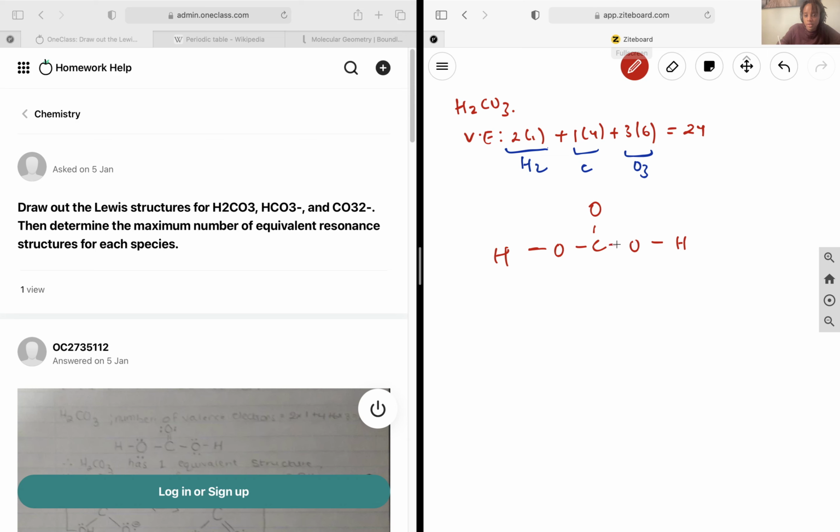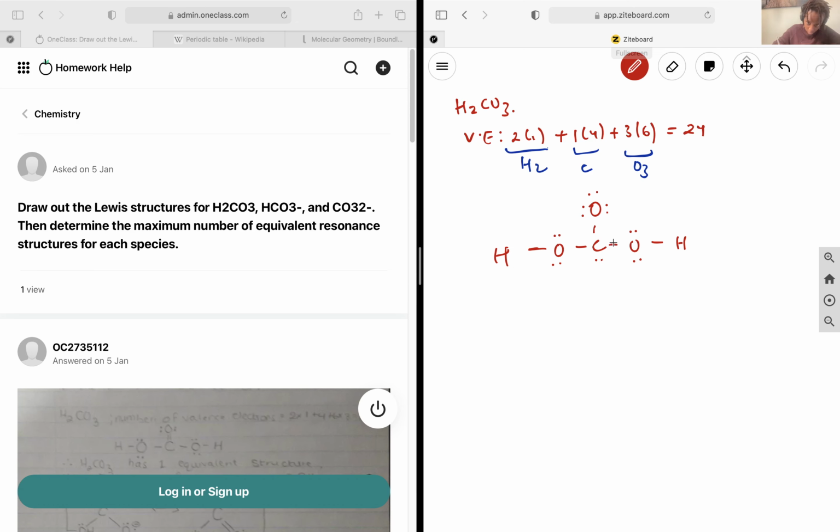And then let's start with one bond on each. And so this way, let's fill in the octets of each of them. And let's see if that adds up to our 24. And so we're going to have 2, 4, 6, 8, 10, 12, 14, 16, 18, 20, 22, 24, 26. So clearly here we have too many electrons. And so let's figure out where we can change the arrangement in order to make them 24.